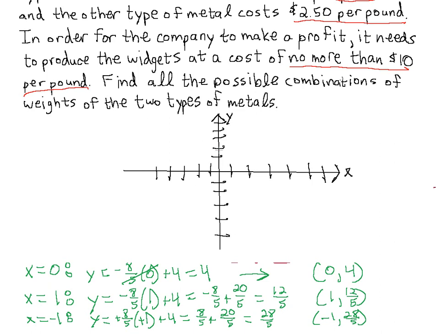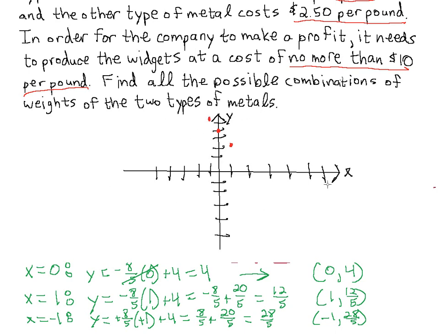Let's go ahead and plot these. So we have (0, 4), which occurs right here. We have (1, 12/5). 12 over 5 is the same thing as 2 and 2/5. So that's about right here. And we have the point (-1, 28/5). 28 over 5 is the same thing as 5 and 3/5. 1, 2, 3, 4, 5. So we have about right here. Okay, and I apologize. This is not to scale. Didn't scale it very well.